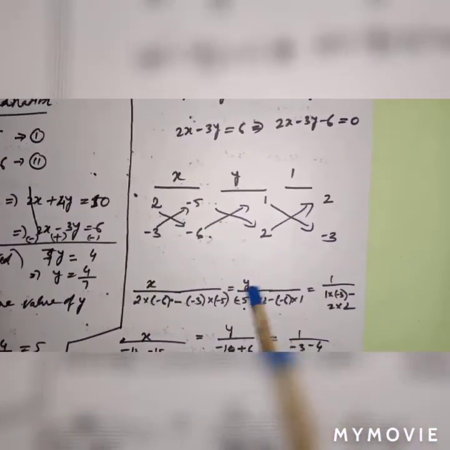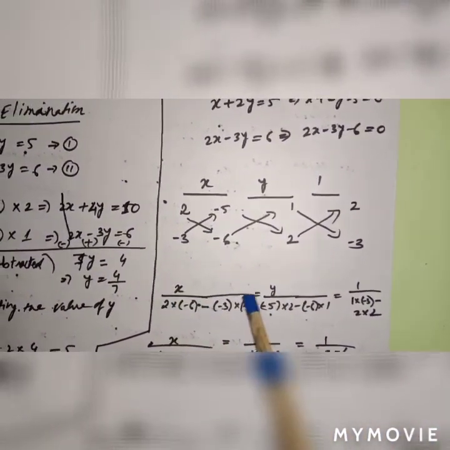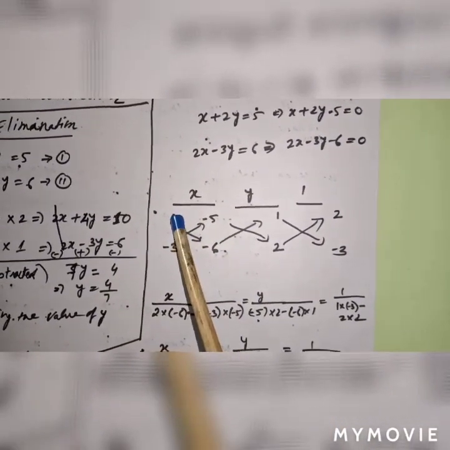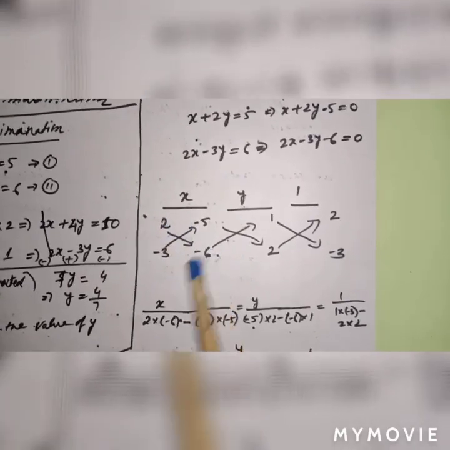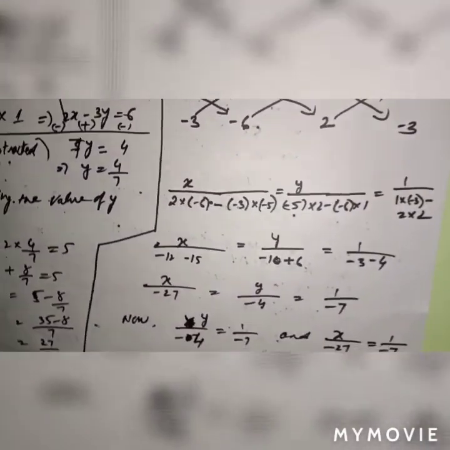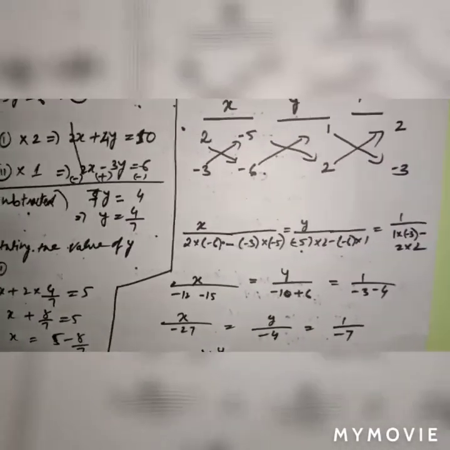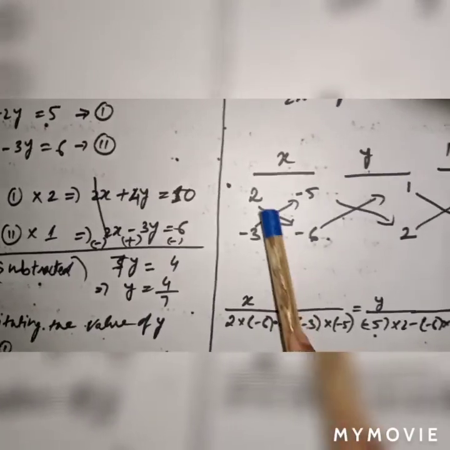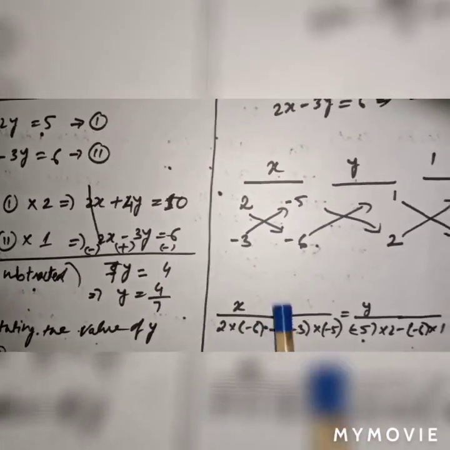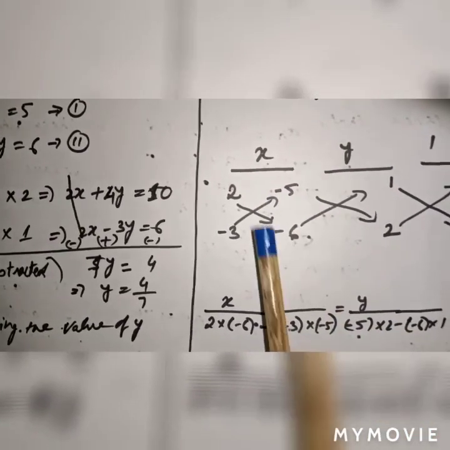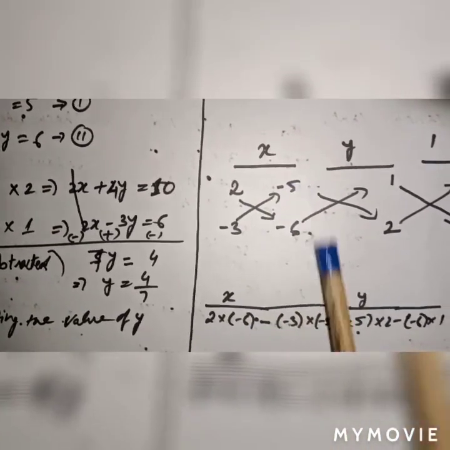For x you have to write like that. Don't forget, first you have to multiply from up, like 2 from here, not from there. 2 into minus 6, 2 into minus 6 minus, this minus came from the formula. So this is not related with this one. This minus from the formula means this one into this one minus this one into this one. So 2 into minus 6 minus 3 into minus 5.